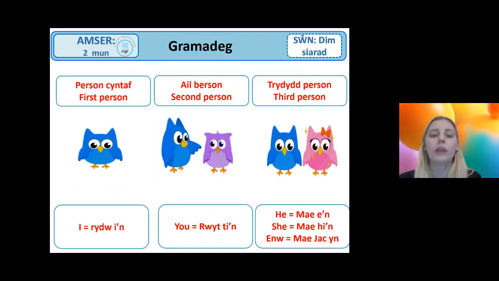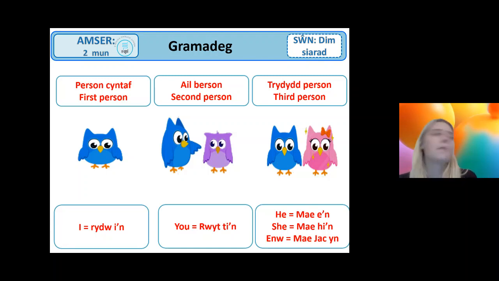So we're going to move on now to switching between different persons in Welsh. So just to remind you, person cyntaf is about ourselves, the first person. So you're always talking about yourself. The ail person, second person, is more you. So talking about maybe two people. Then the trydydd person is talking about our friend. So that's he, she, and someone's name. Okay? And remember, you can have different persons in different tenses.